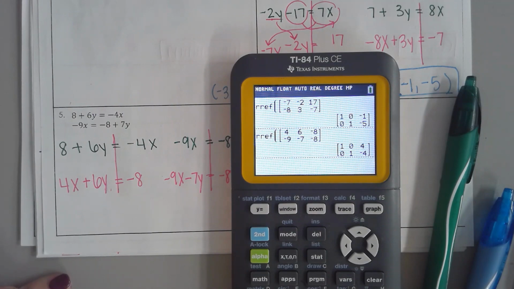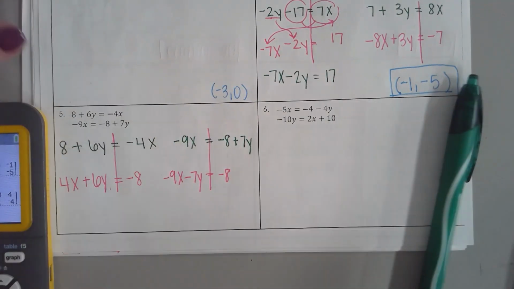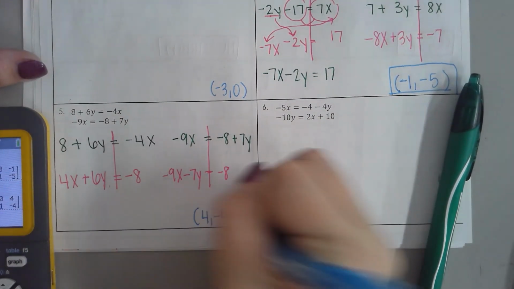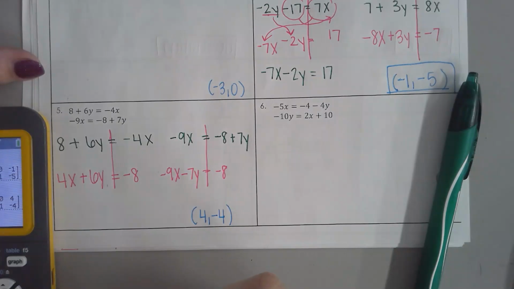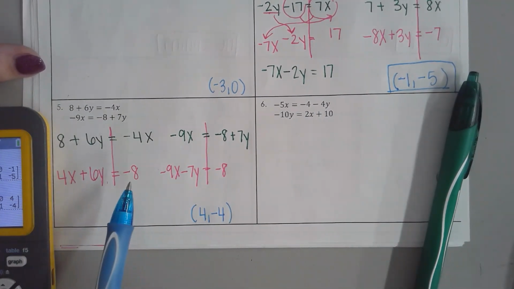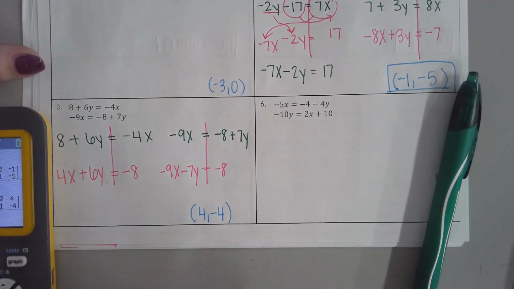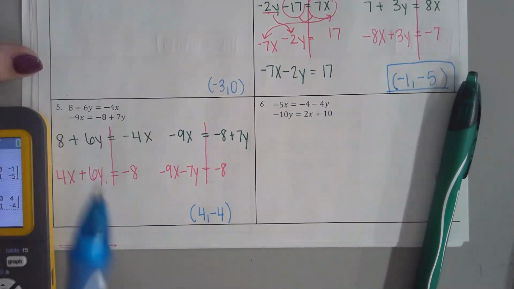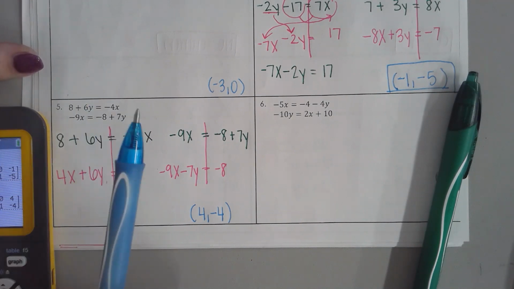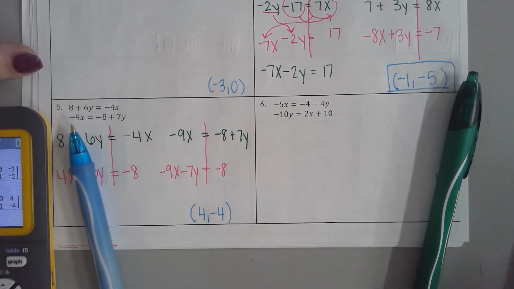Did we all get 4, negative 4? Is that what you got when you typed it in? Did you type it in? I did in my head. I guarantee you did not do RREF in your head. I promise you. It was on my calculator. He was closing his eyes.